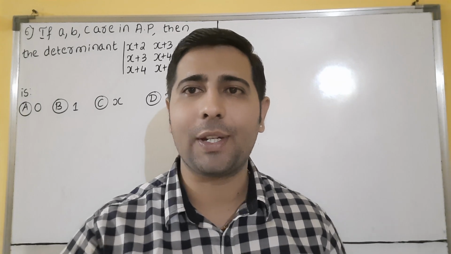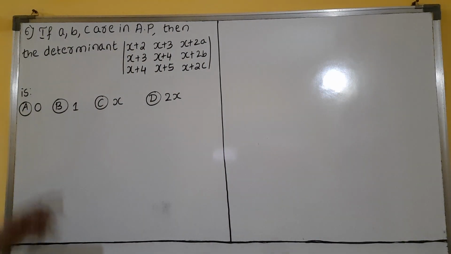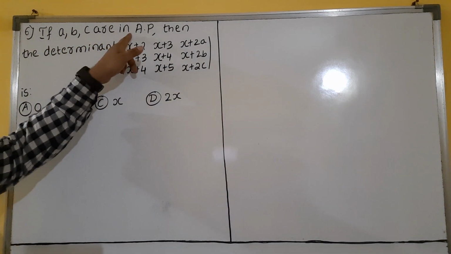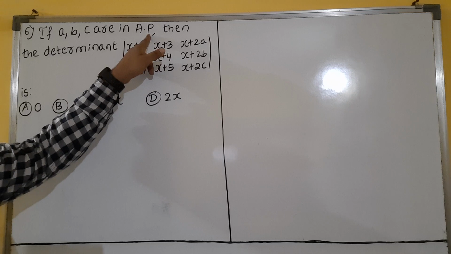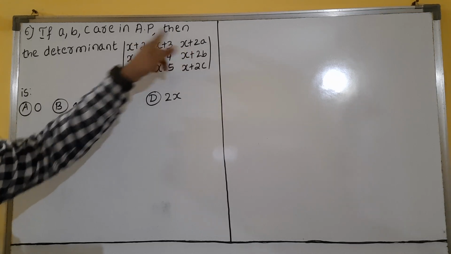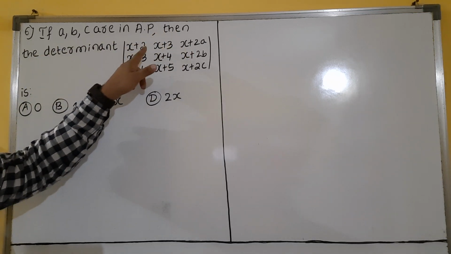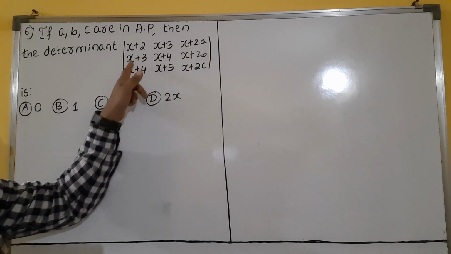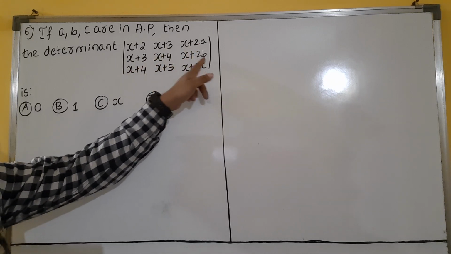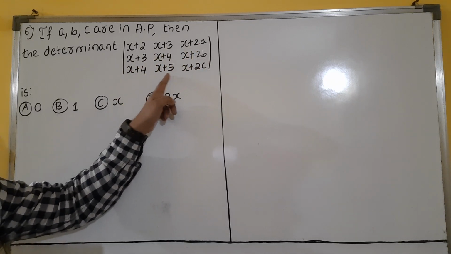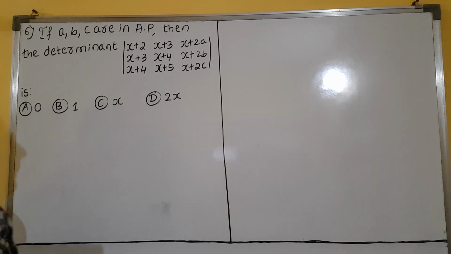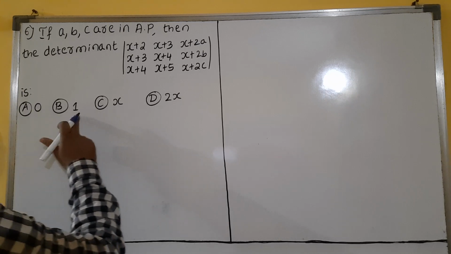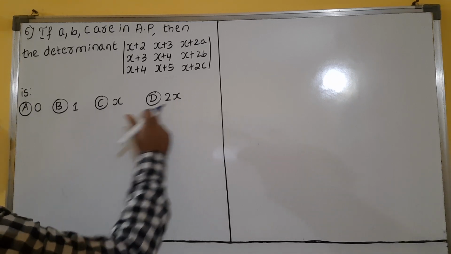Let us see the next question, dear students. Question number 6. If a, b, c are in AP, meaning arithmetic progression, then the determinant with rows x plus 2, x plus 3, x plus 2a; x plus 3, x plus 4, x plus 2b; x plus 4, x plus 5, x plus 2c is what? In these four options you have to say: A is 0, B is 1, C is x, D is 2x.